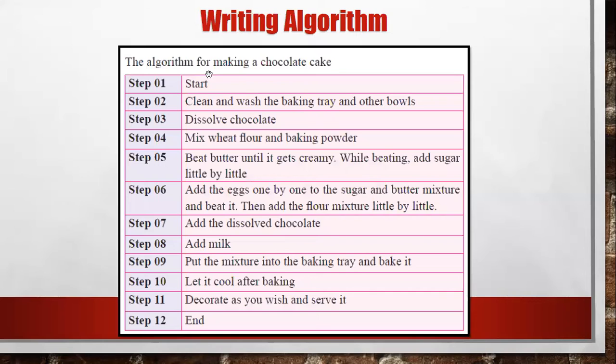Then another algorithm for making a chocolate cake. There should be a start and end like this. Then you have to include the steps. Here you have to clean and wash the baking tray and other bowls. Then dissolve chocolate, mix wheat flour and baking powder. You have to beat them, add sugar, add the dissolved chocolate, add milk, put the mixture into a baking tray and bake it. Let it cool after baking and you can decorate it. So students, you have to examine and analyze these things.